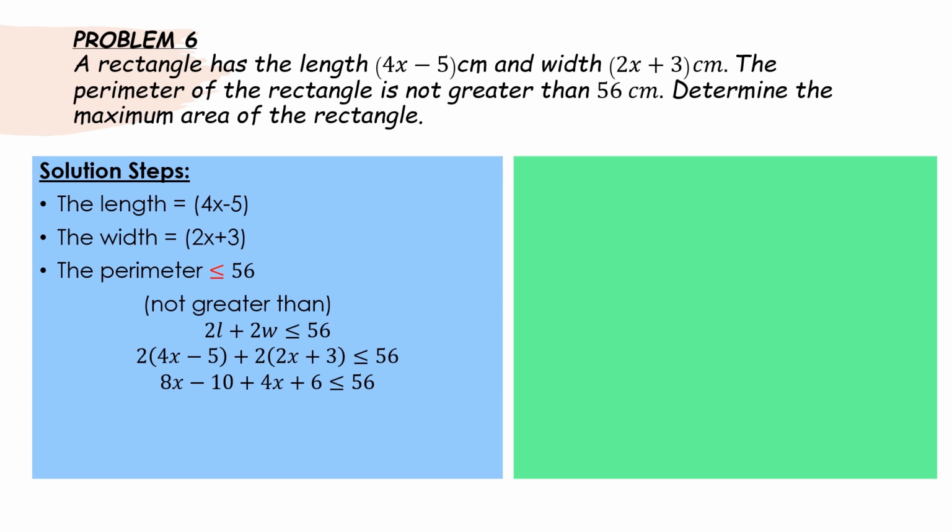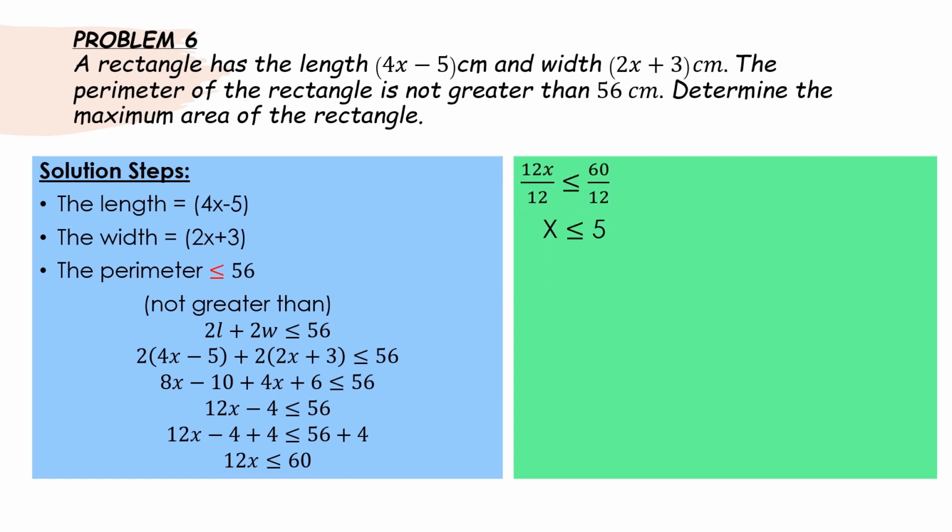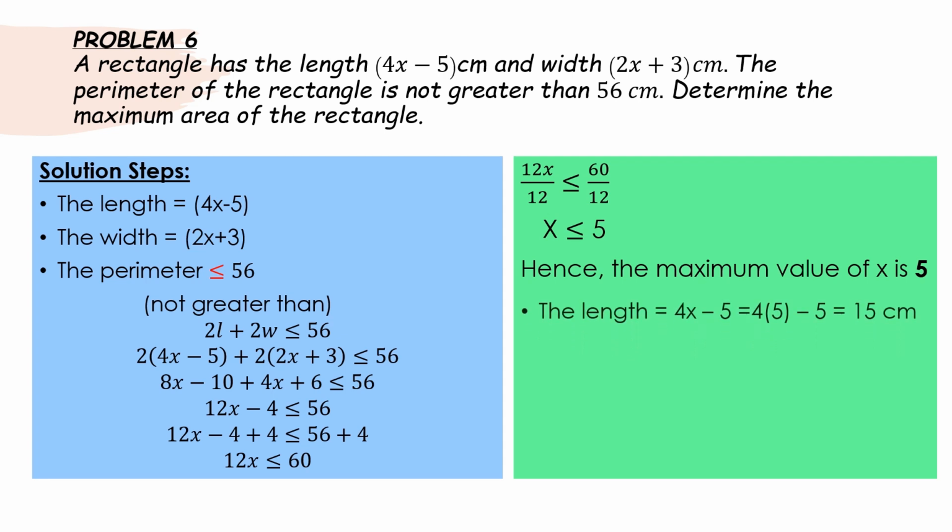As you can see here, we have 8x minus 10, and 2 times 2x equals 4x, and 2 times 3 equals 6, less than or equal to 56. And we can make it simpler like this: 12x minus 4 less than or equal to 56. Then we can add positive 4 on both sides to cancel the 4. Then the remaining is 12x less than or equal to 60, and x less than or equal to 5. Hence, the maximum value of x is 5.